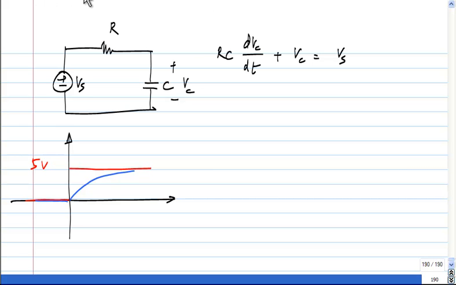So now let me modify the circuit a little. I have another capacitor. What will be the order of this circuit? Please again derive the differential equation, we will see.